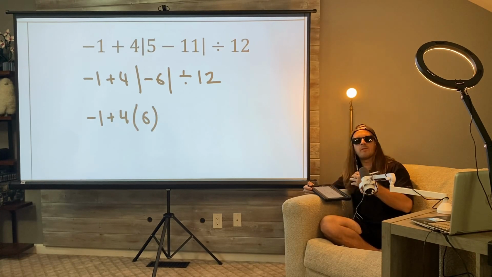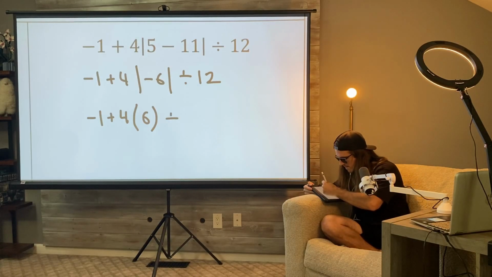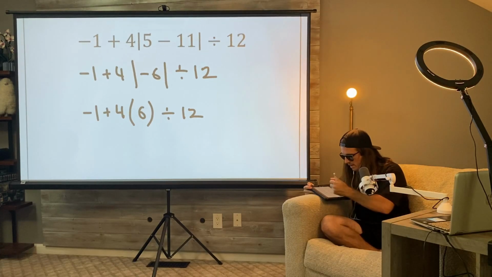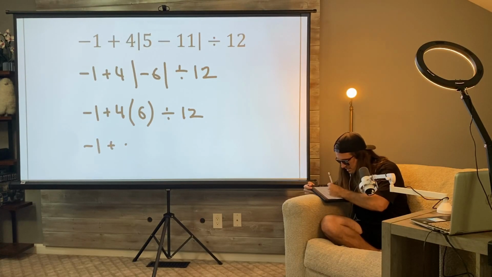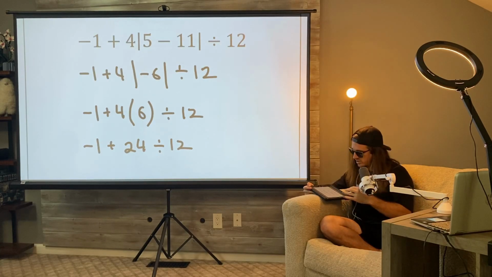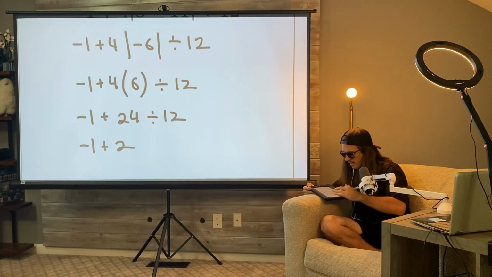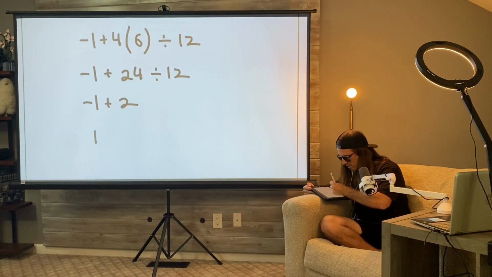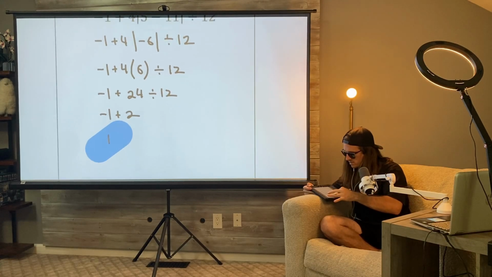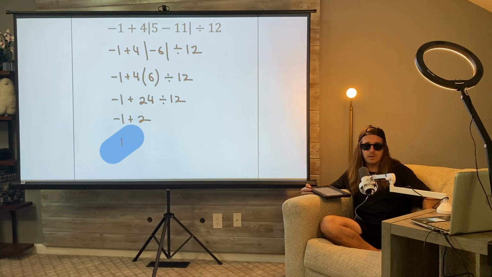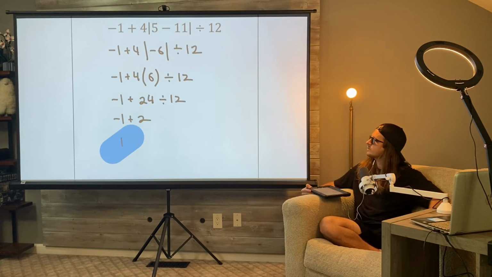When we do that, we can switch to parentheses because we do still need to multiply, which is the next thing we're going to do, right? 4 times 6 is 24. The next thing we need to do is division. 24 divided by 12 is 2, and -1 plus 2 is +1. That's the answer right there. +1 is the answer to that one. There we go. That one was starting to feel like a full PEMDAS problem, but we're working up to it.